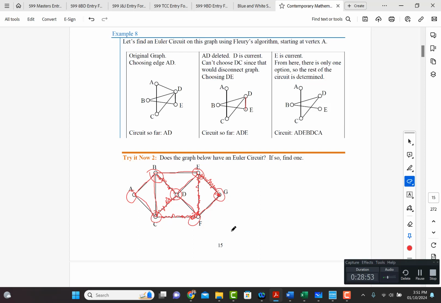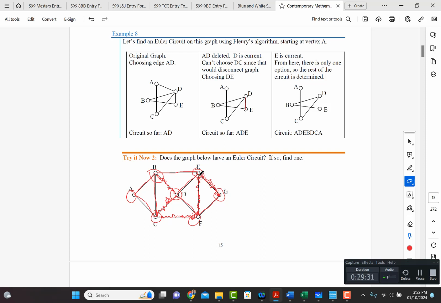So that would mean that my circuit would be G, E, F, C, D, B, A, C. Oh, hold on a second. Oh, I messed up. G, E, F, C. No, it's each path only once. Right. No, this is right. That's good. Yeah. We can visit the vertices more than once.